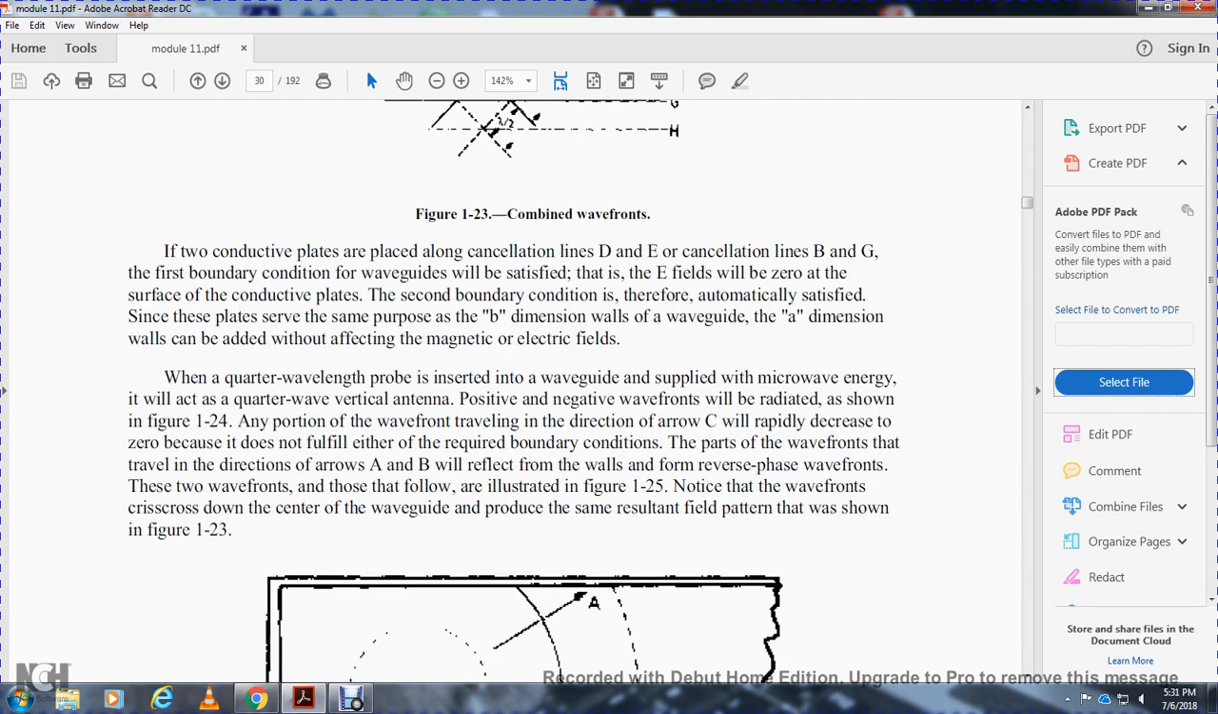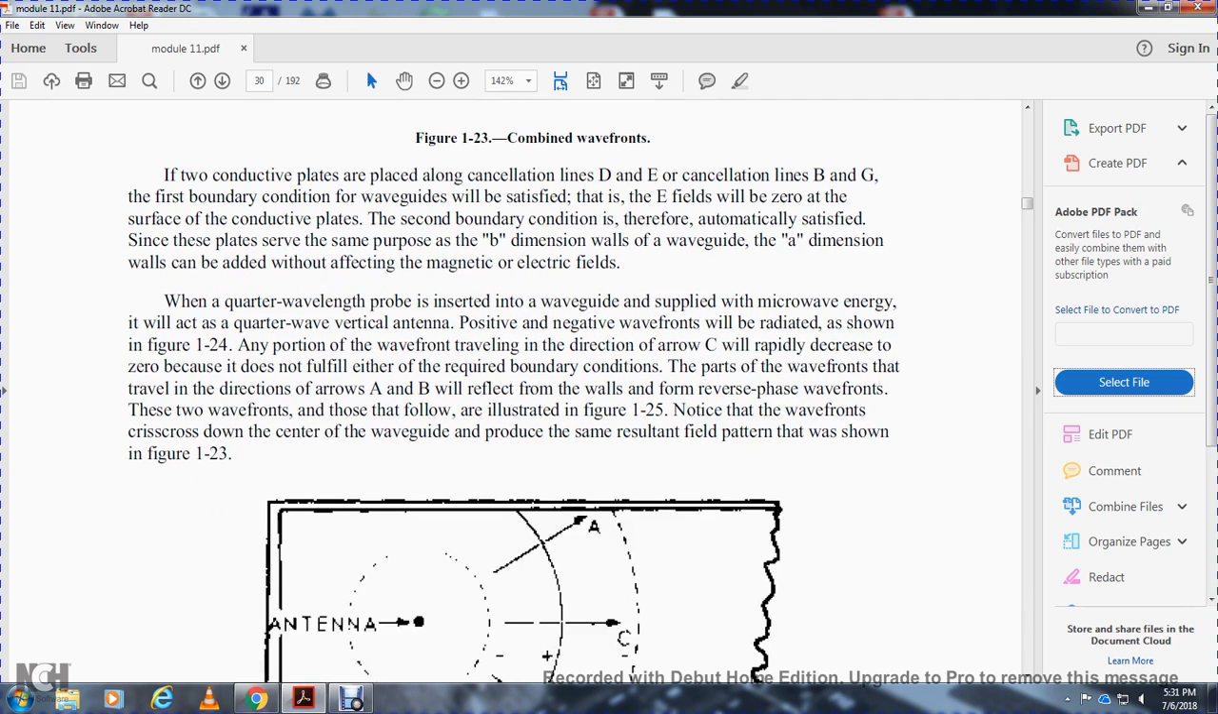The second boundary condition is therefore automatically satisfied, since the plates serve the same purpose as the B dimension walls of the waveguide. The A dimension can also be added without affecting the magnetic or electric fields. When a quarter wavelength probe is inserted into the waveguide and supplied with microwave energy, it will act as a quarter wave vertical antenna. The positive and negative wavefronts will be added as shown in figure 124.